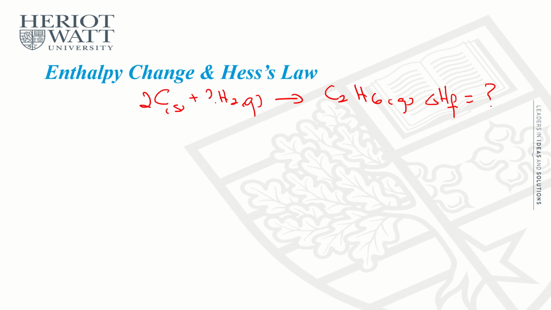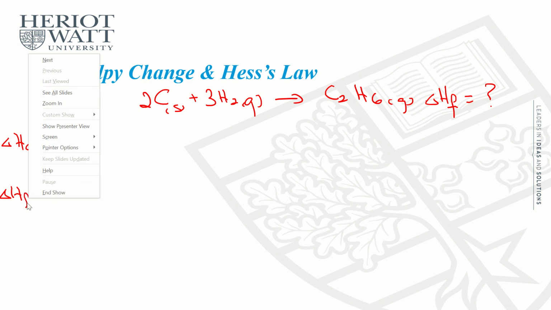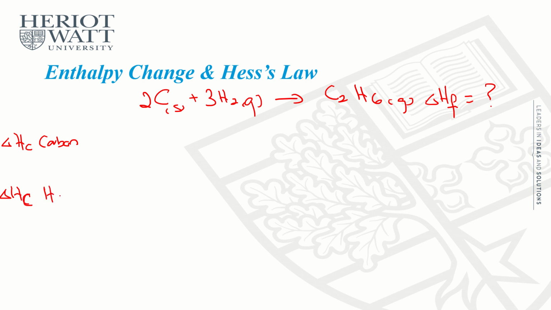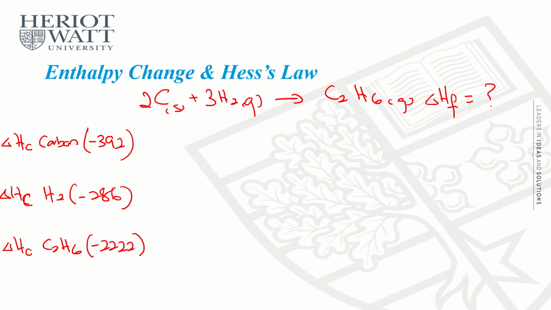Is it balanced? No, sorry, 2, 3, right? So what is the enthalpy change of formation for these equations? Unknown, right? But they give you information. What information is given? For example, enthalpy change of combustion for carbon, enthalpy change of formation of, combustion of hydrogen, and enthalpy change of combustion of C2H6. And the value given is carbon -392, for example. Combustion of hydrogen is -286, and then here is given as -2222.